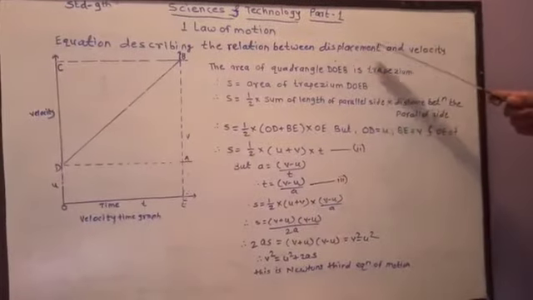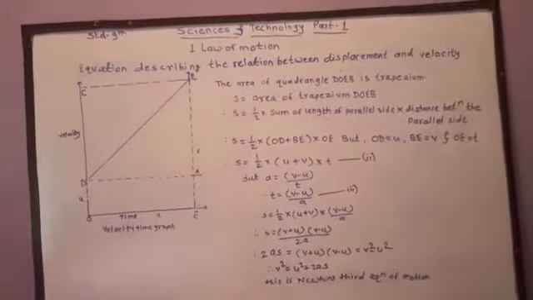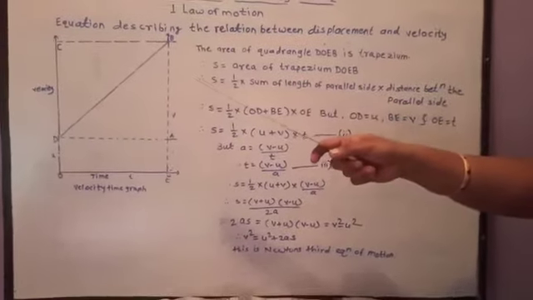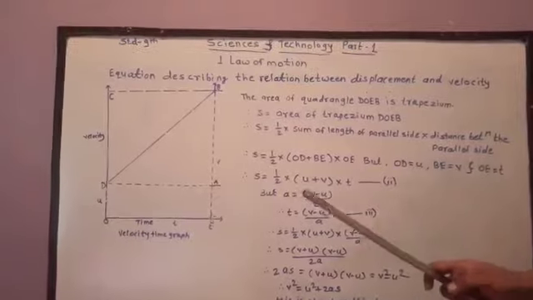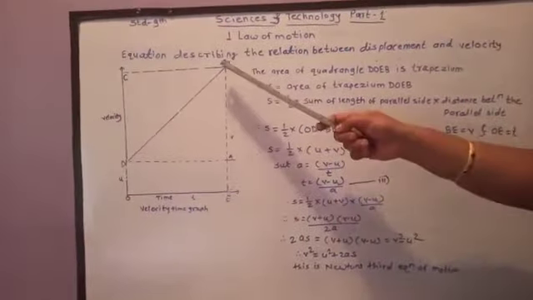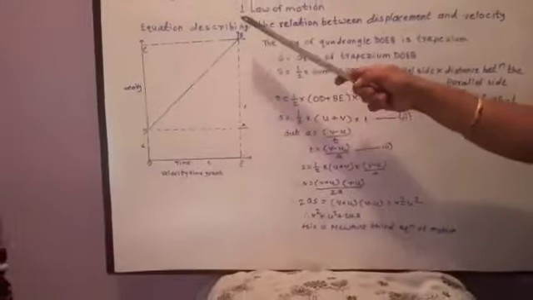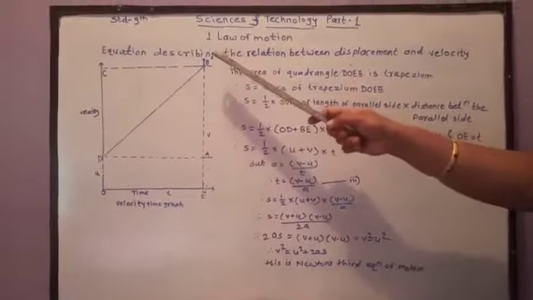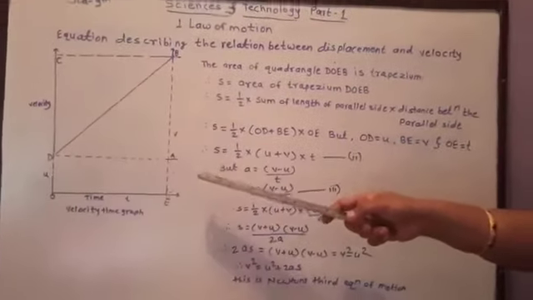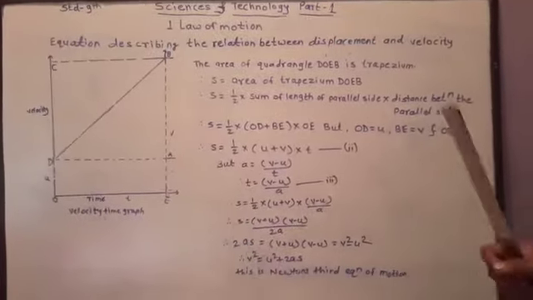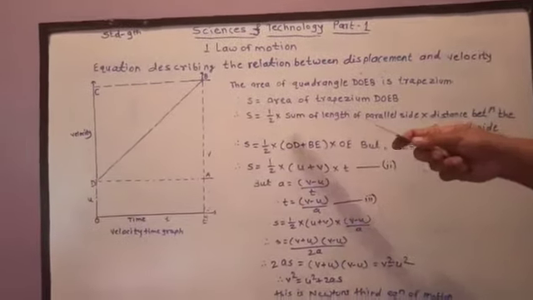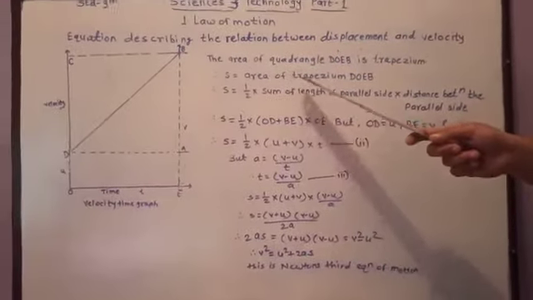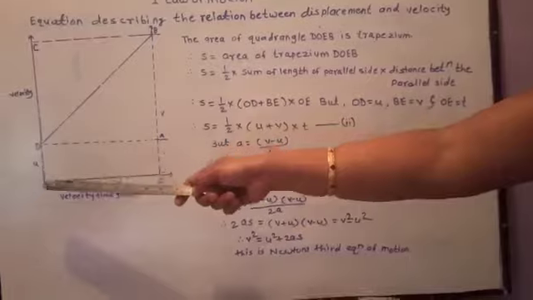Equation describing the relation between displacement and velocity. We have seen that from a graph in figure we can determine the distance covered by the object in time t from the area of quadrilateral DOEB. DOEB is a trapezium, so we can use the formula for its area. Therefore, A is equal to area of trapezium DOEB.